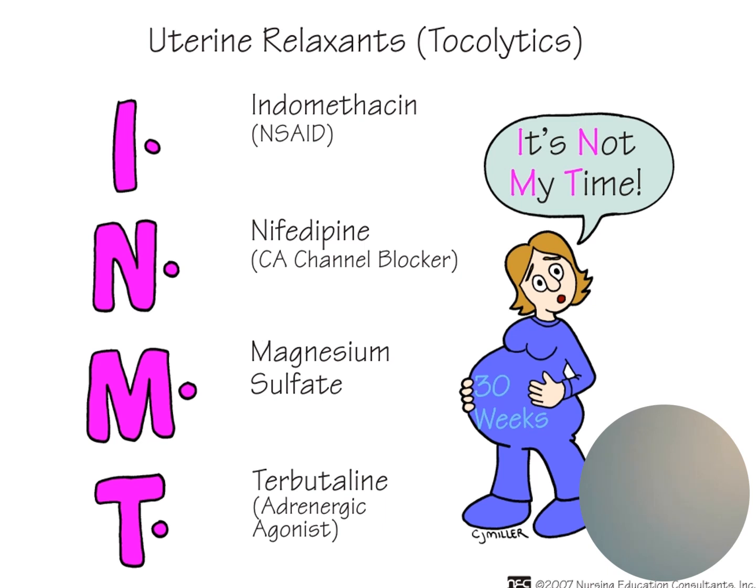Indomethacin is not commonly used because it can cause a reduction in amniotic fluid and can cause the ductus arteriosus in the baby to close prematurely, and that can cause fetal death. So these are some of those uterine relaxants that may be given if we are anticipating or mom is maybe threatening miscarriage. These are not the only ones, but they're some of the more common ones.